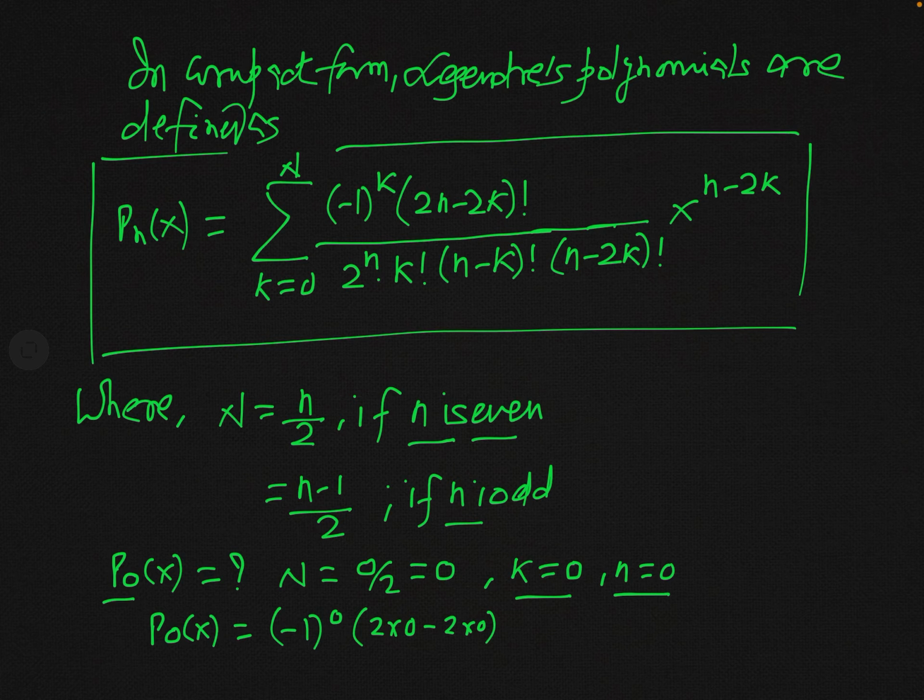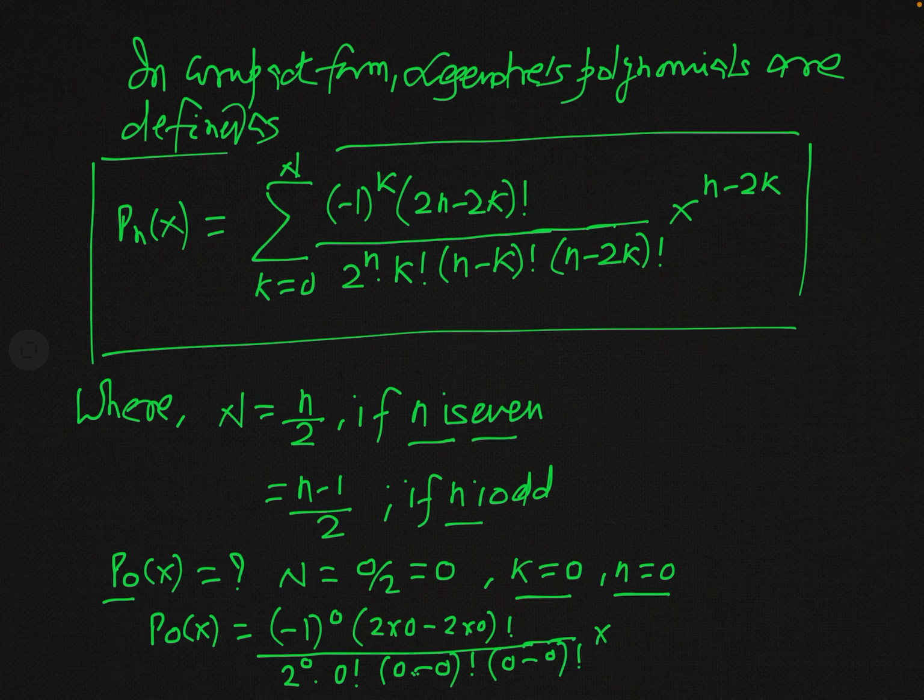And (2n minus 2k), the 2 into 0 minus 2 into 0 factorial, and divided by 2 to the power n, the 2 to the power 0 because n is 0, into k factorial, the 0 factorial, (n minus k), 0 minus 0 factorial, and (n minus 2k) factorial.